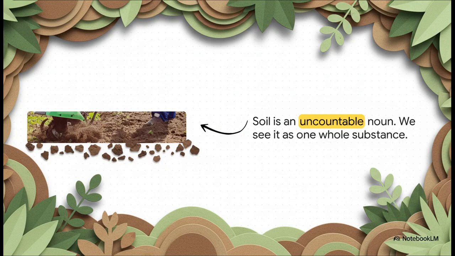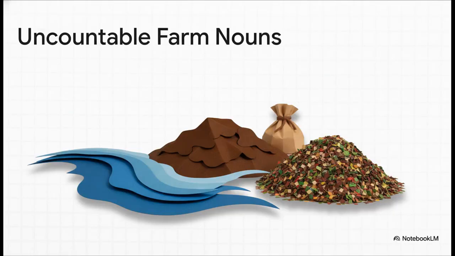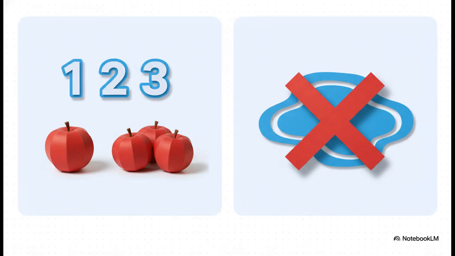Soil is the perfect example. You don't count every little piece of dirt. You see it all as one big substance. You wouldn't say, I need 5 soils for my garden. You just say, I need some soil. Other great farm examples are things like water, a rich soil like loam, or compost. And here's a tricky one that's super important for business. Money. Now wait, you can count dollars and coins, right? Yes. But the idea of money itself is treated as a whole. It's uncountable.